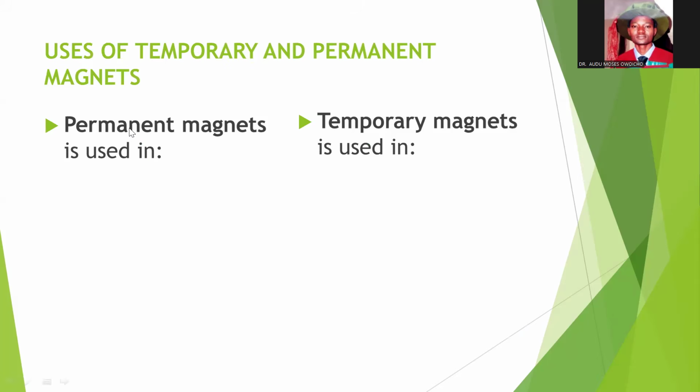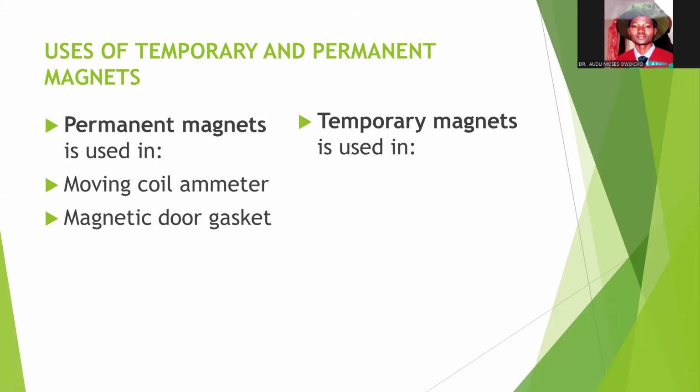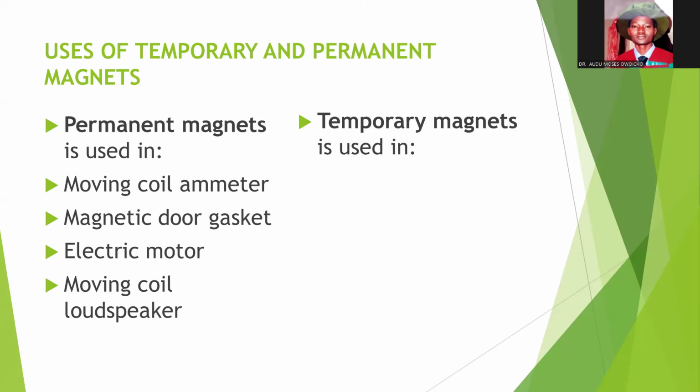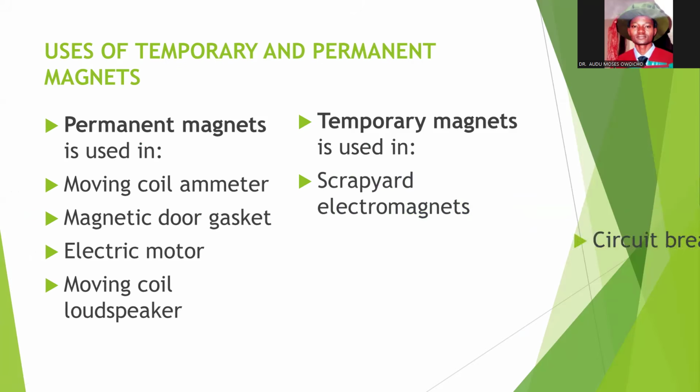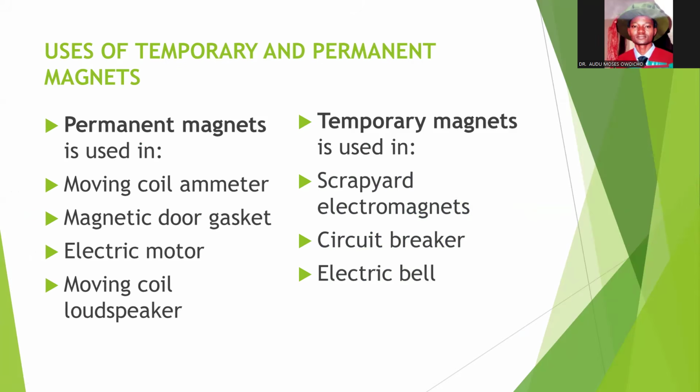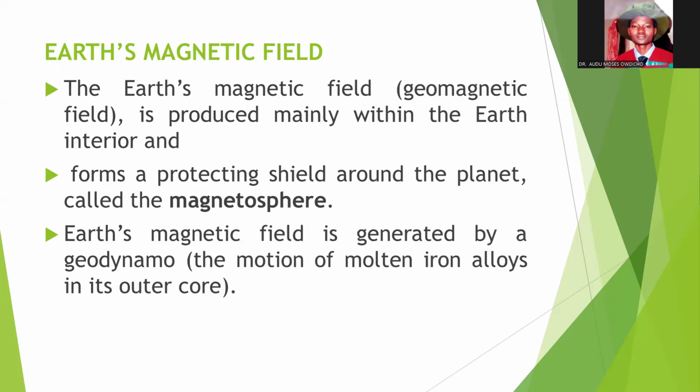Let's look at uses of temporary and permanent magnets. Permanent magnets are used in the moving coil ammeter, magnetic door catch, electric motor, and moving coil loudspeaker. Temporary magnets also have their own uses. They are used in scrapyard electromagnets, in circuit breakers, and also in electric bells. So both temporary and permanent magnets have their various uses.